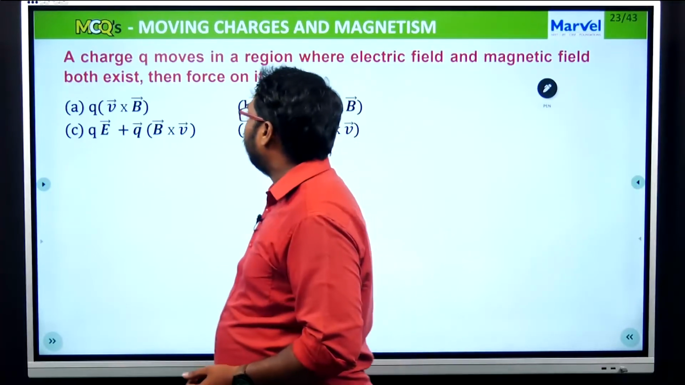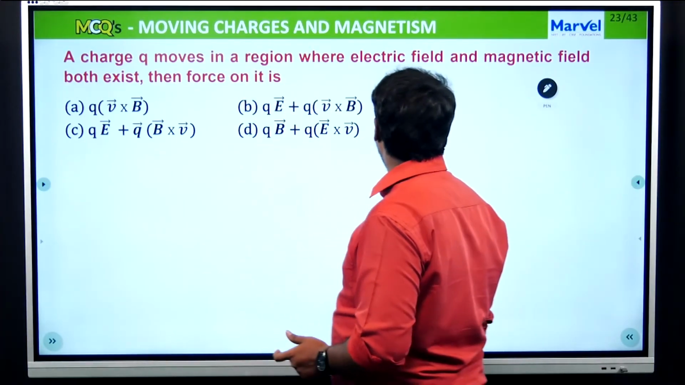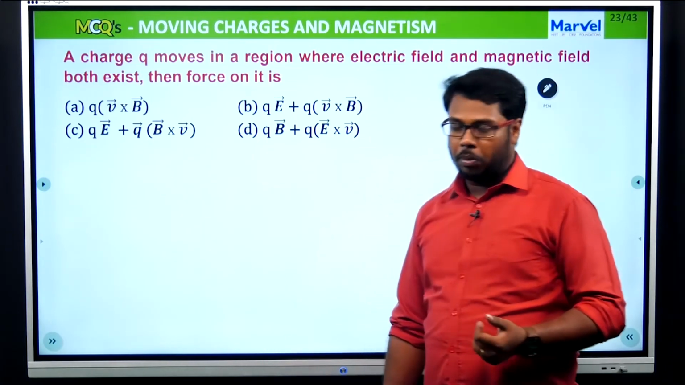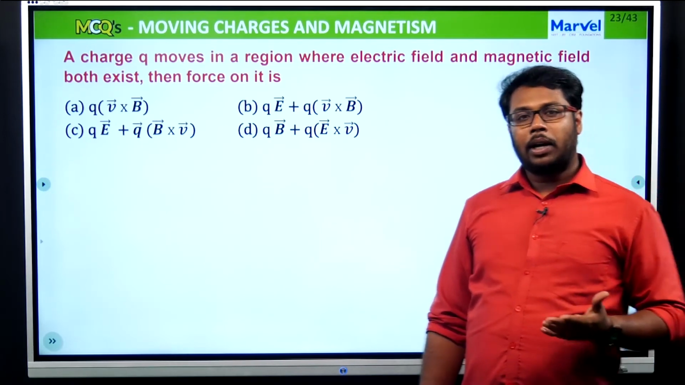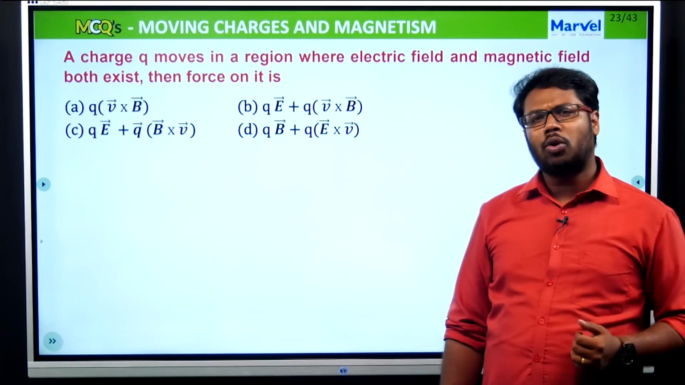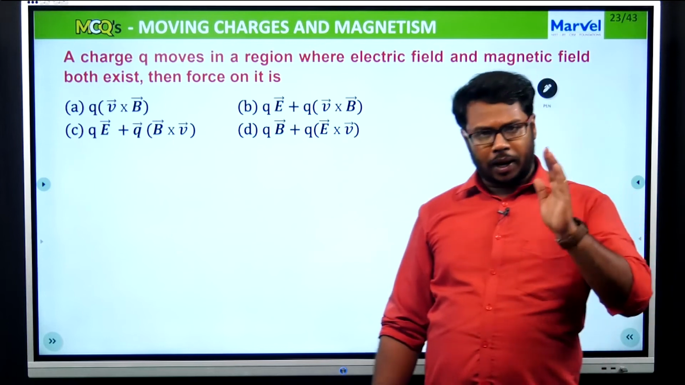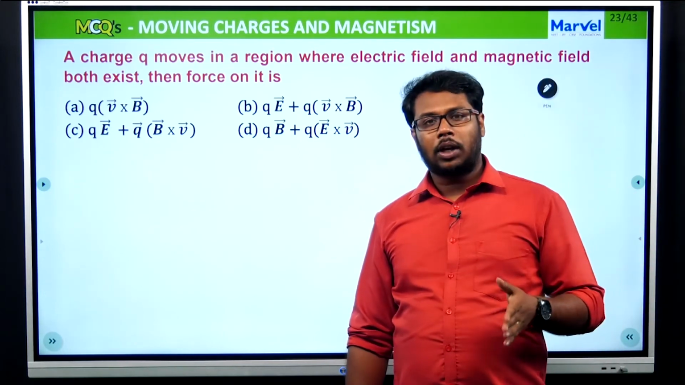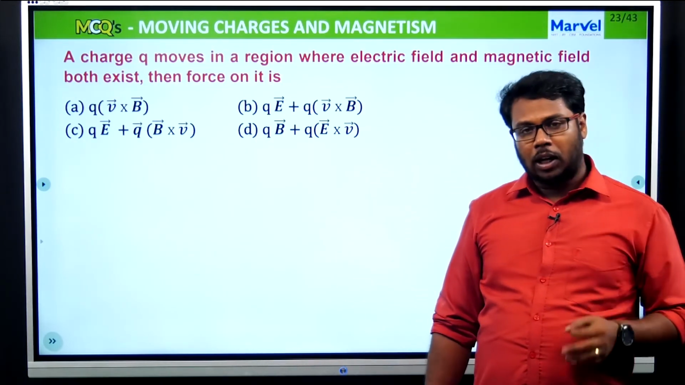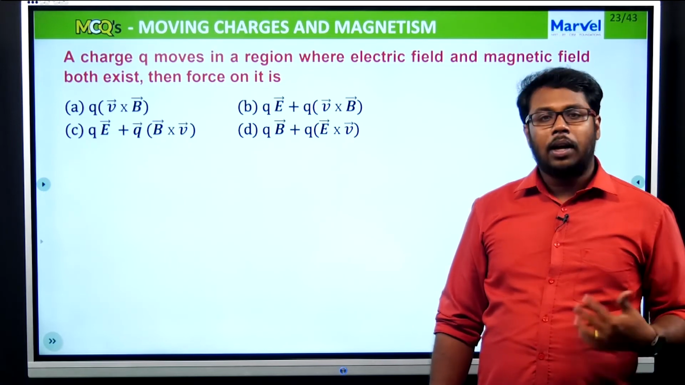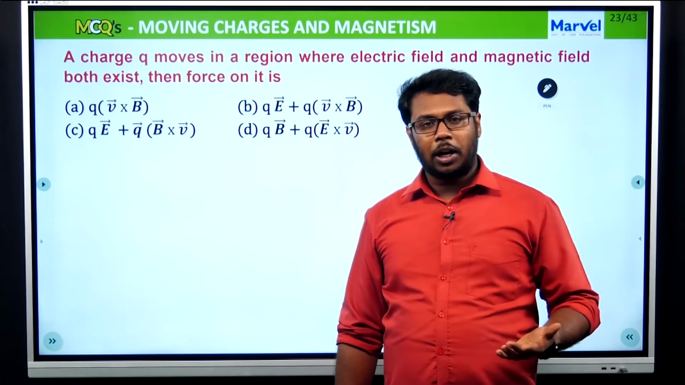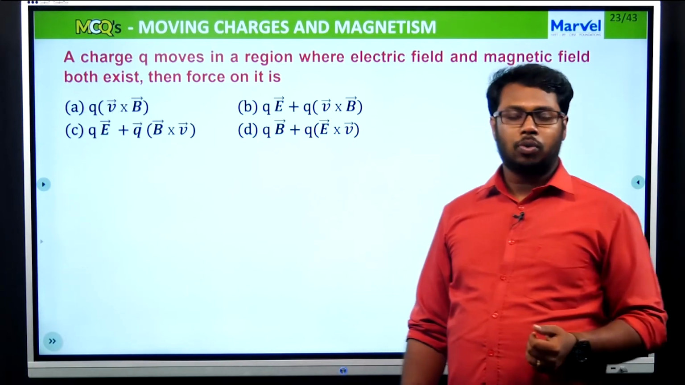The question goes like, a charge Q moves in a region where the electric and the magnetic field both exist. Then the force on it will be. Since we have already dealt with the electric field and the magnetic field in the previous sessions, we came to know that whenever a charge is kept in an electric field, the force experienced by the charge depends on the magnitude of the charge. Likewise, if a charge moves with a particular velocity v in a uniform magnetic field, according to the direction of velocity and the magnitude of the charge, the direction of the force will differ.